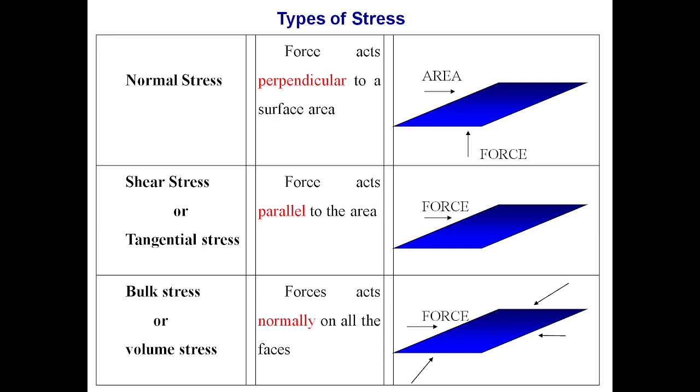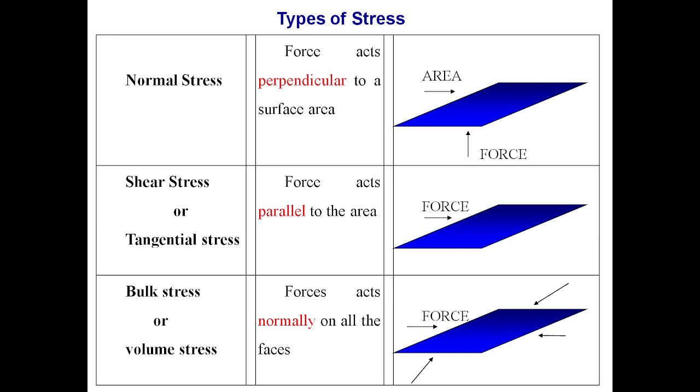Bulk stress is force acting normally on all the faces. It is said to be bulk stress or volume stress. These are the three different types of stresses. Force acting perpendicular to a surface area is a normal stress. Force acting parallel to the area is shear stress or tangential stress. Force acting normally on all the faces is bulk stress.